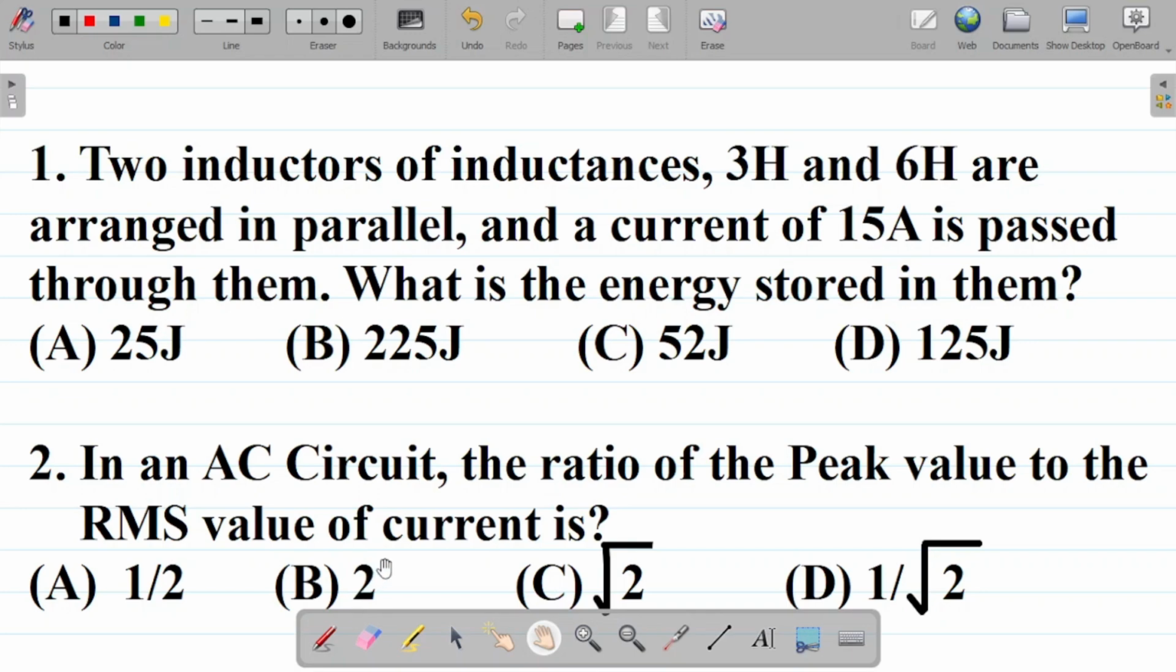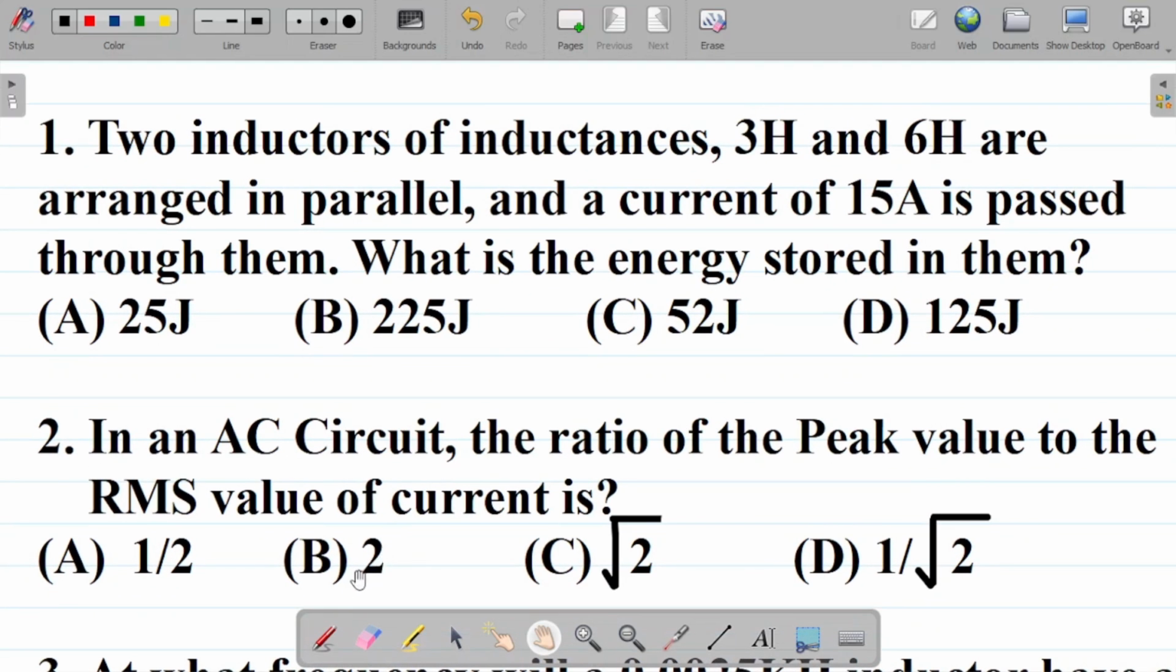Our first question here says, two inductors of inductances 3 Henry and 6 Henry are arranged in parallel, and a current of 15 amperes is passed through them. What is the energy stored in them? Okay, so you have your options here. So how do we solve this question?